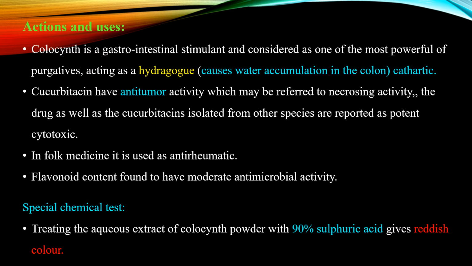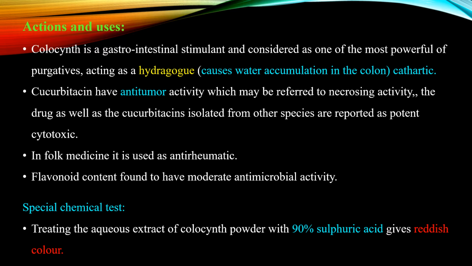Uses of Colocynth. Colocynth is used as a gastrointestinal stimulant, producing a drastic hydragogue-cathartic effect due to the presence of resin, increasing excretion of water with stools. The cucurbitacins have anti-tumor activity due to the necrotic effect of the compounds on the cell. So the cucurbitacins have a strong cytotoxic effect.